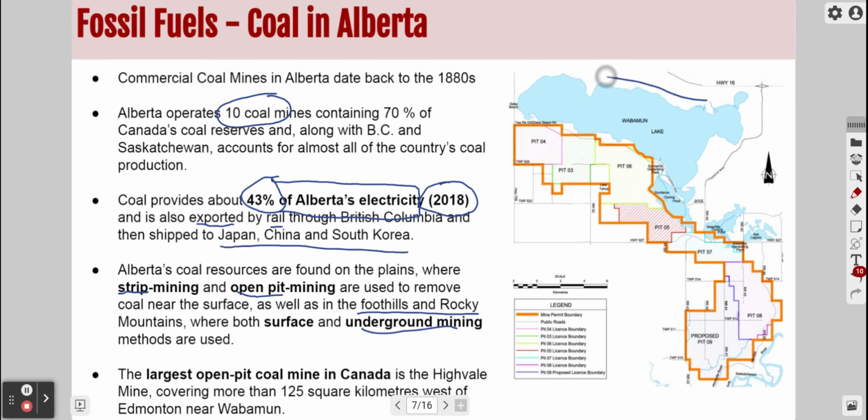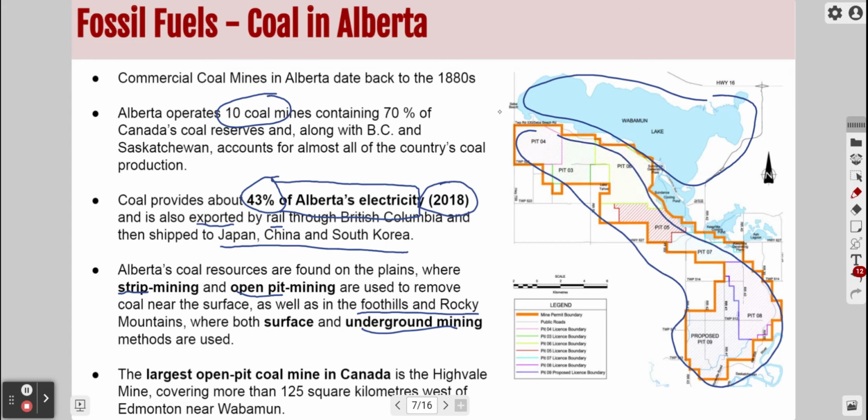And there's a map of it here, actually. So there's Wabamun, if anybody's been camping there or anything. All these are different pit mines all along the side here, along the river. There's the North Saskatchewan River as well.